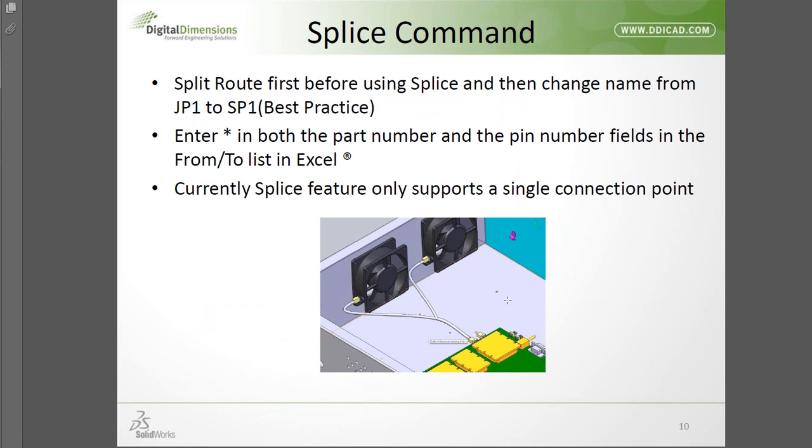So again, on the splice, you want to split the route first, and then change the junction to say either JP1 or 2 or 3 to SP1, 2, 3. If you are again going to use this on a from to list, an asterisk will represent the splice, and again, the splice feature only supports a single connection point. Alright, so that's what's new for electrical routing for 2012.